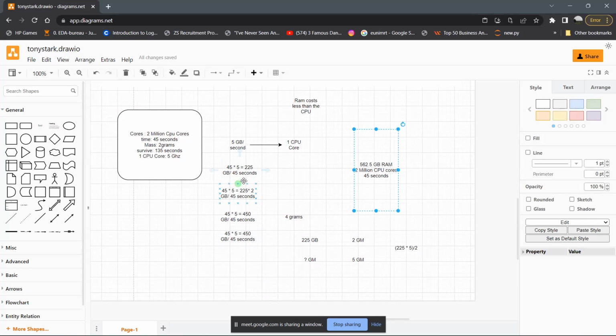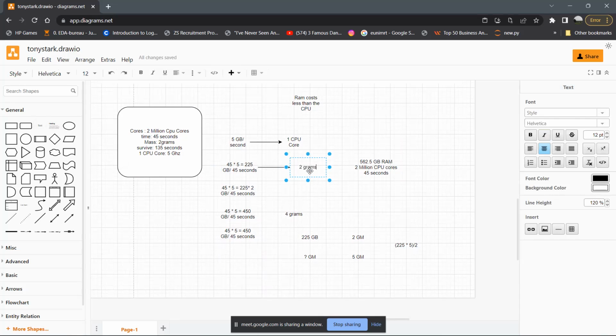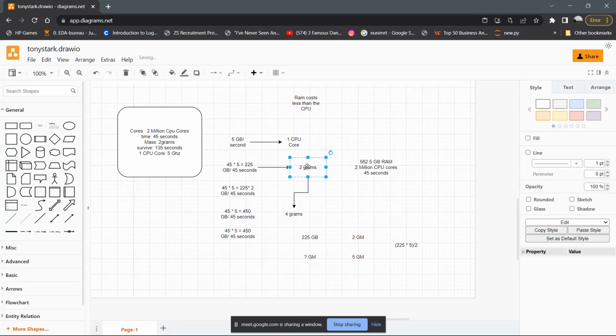Yeah. Now what we know is that this is for 2 grams. Okay. So if I double it, 225, if I double it, it will become for 4 grams, right?